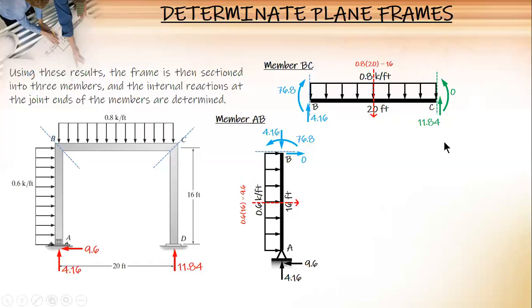Okay. And then after this, member CD. Okay, so this member CD, the reaction is 11.84 and 16 feet. Zero, you only have this one. So upward, vertical, downward only. And to check, balanced. Therefore, our analysis is correct. And so we are now ready to draw the shear and moment diagrams for each member.